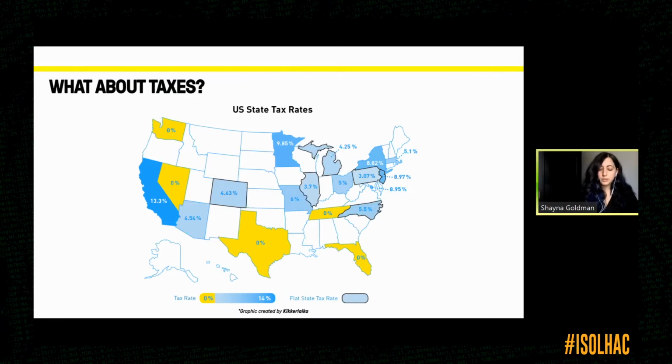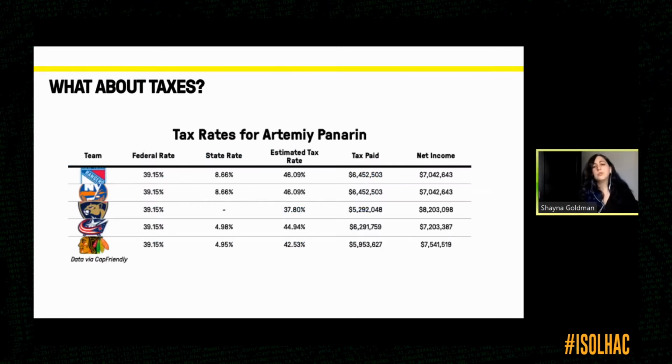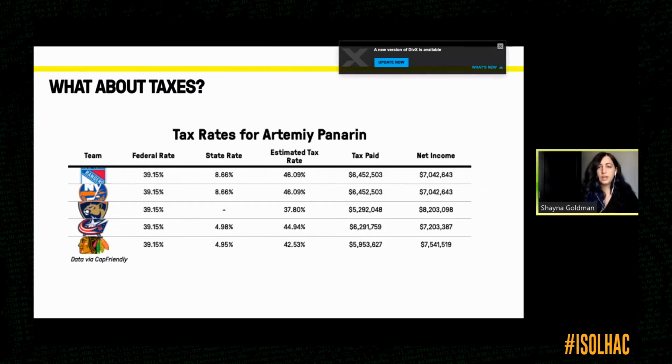But it is important to note because players are taxed differently on their signing bonuses versus salary. So in Canada, signing bonuses are considered part of total income, so it changes how they're taxed. So here we're going back to Panarin again. These were the leading contenders for him, and it shows how his net income would be different depending on where he would play. Again, it's not the end all be all, but it is a consideration.